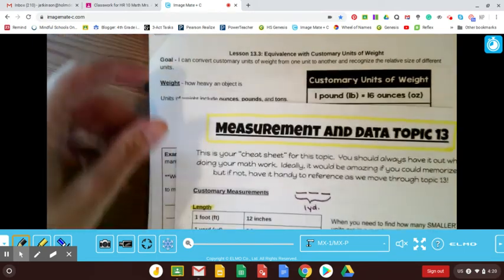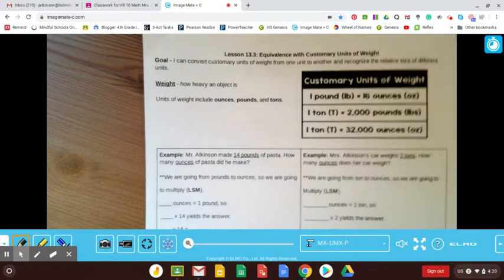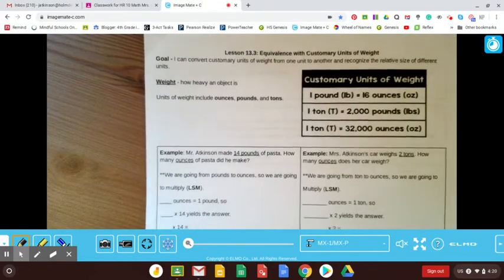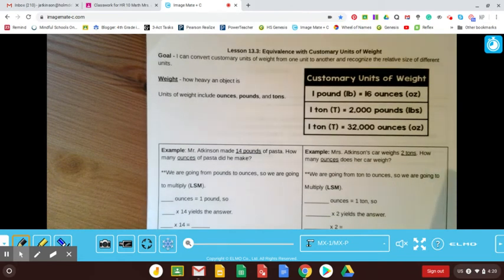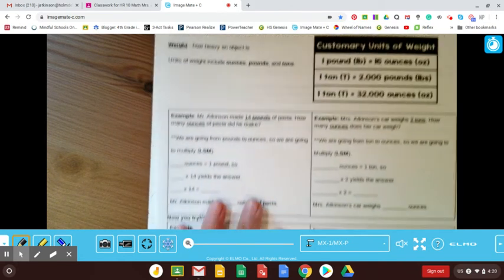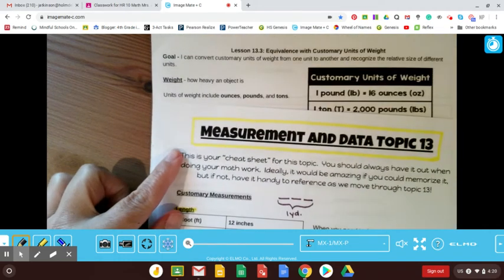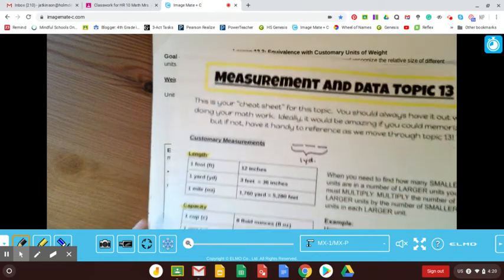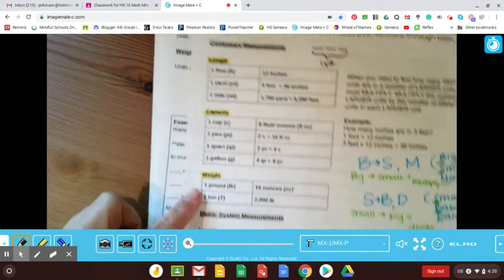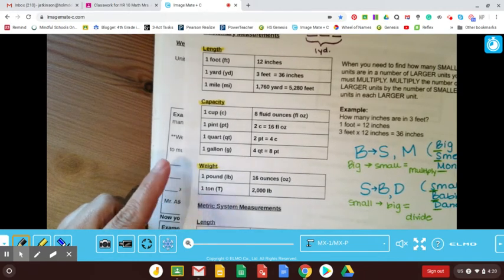If you don't already have your guided notes out, this is what we're going to be using today. If you don't have the guided notes printed out, you can take some notes on a piece of paper or just write down at least where there are blanks. And we're filling this in, you can fill it in on your paper. You should also have out your cheat sheet, your measurement and data sheet that has all of our conversions. Today, we're going to be focusing right here on the weight aspects.